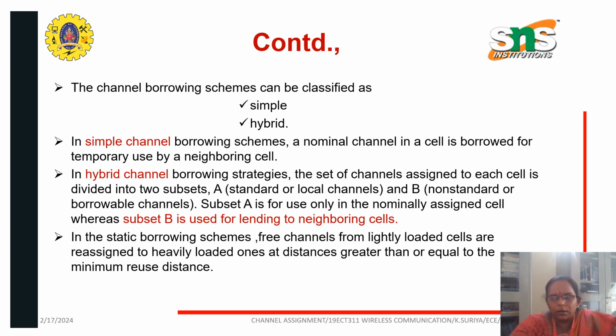So when a new call request is there in one particular cell, and there are no free channels available in that particular cell, it will borrow a channel from the neighboring cell only from the subset B. So if all the channels present in the subset B are also under use, then that particular call will get blocked.